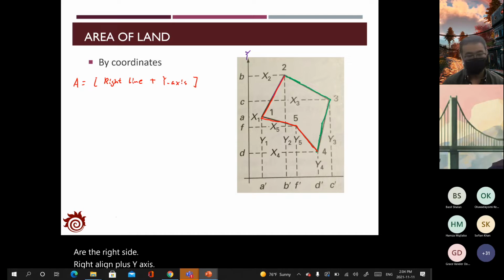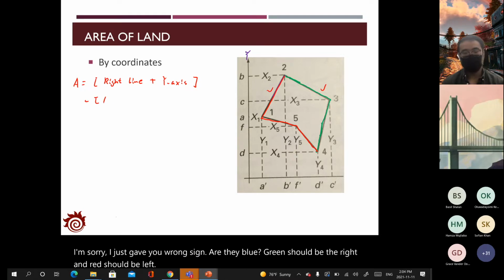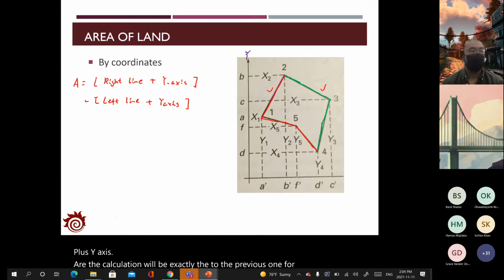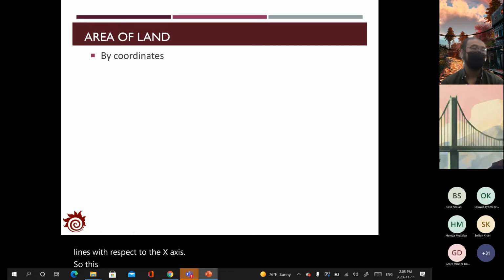I'm sorry, I just gave you a wrong sign. The green should be the right, and the red should be left, minus the left line plus y-axis. The calculation will be exactly the same as the previous one for the top and the bottom lines with respect to the x-axis. So this is the basic knowledge we have.